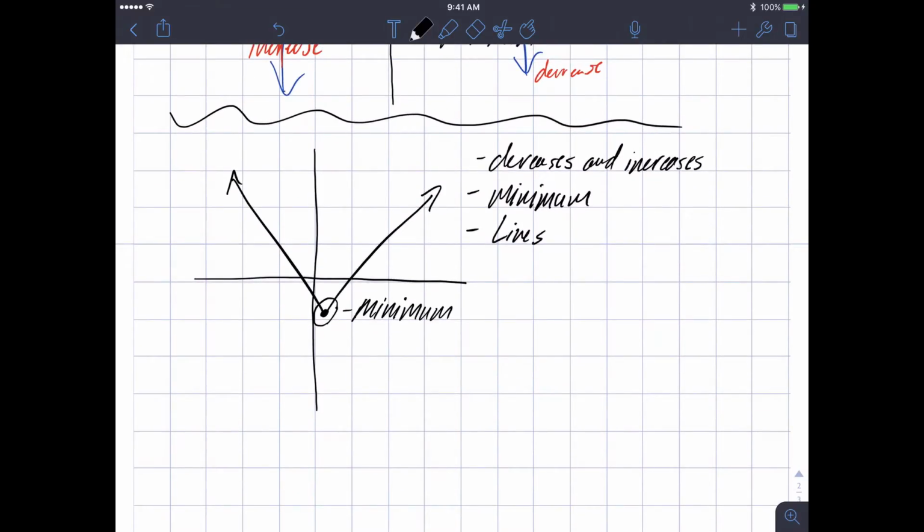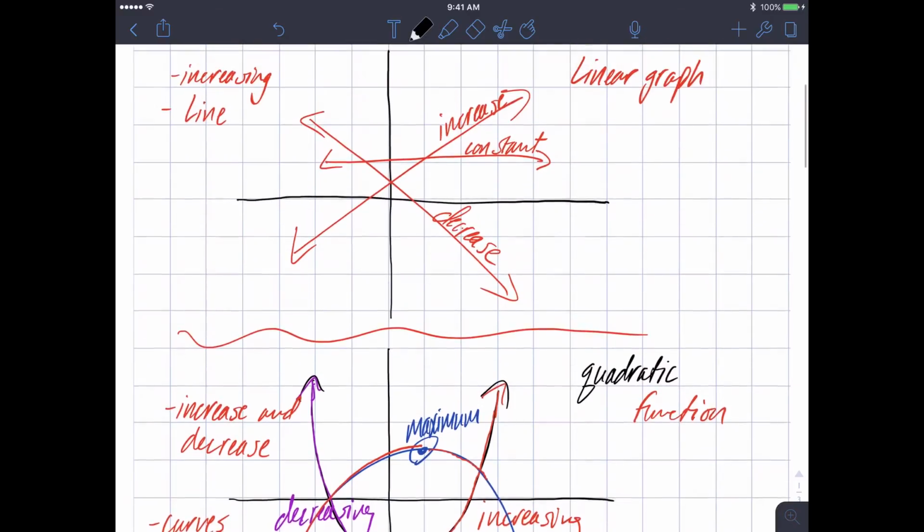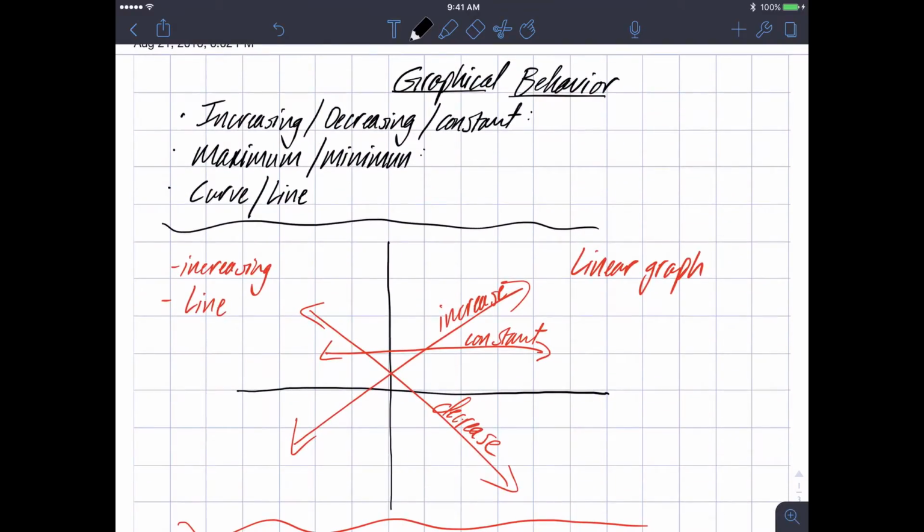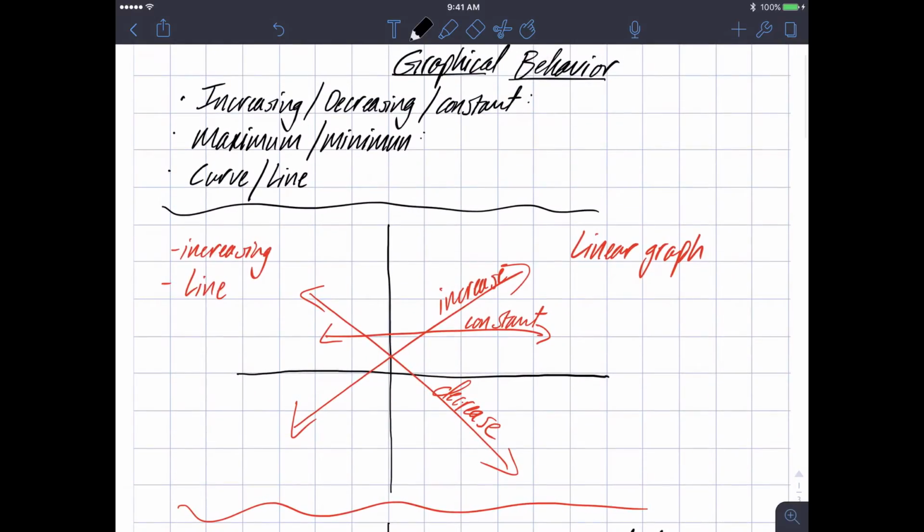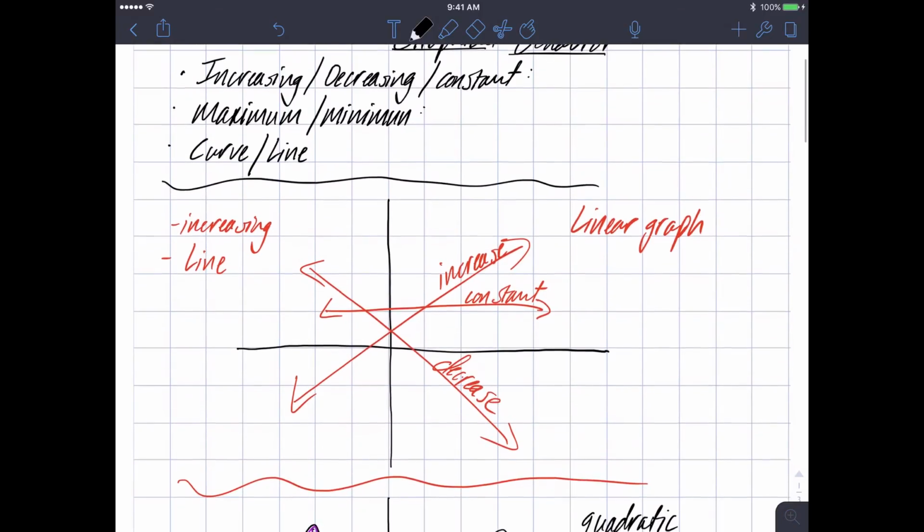So you're going to have a variety of function families. I have them on the slides already, so you'll be able to look through those. And these are the types of things you'll be looking at, the three graphical behaviors of them.